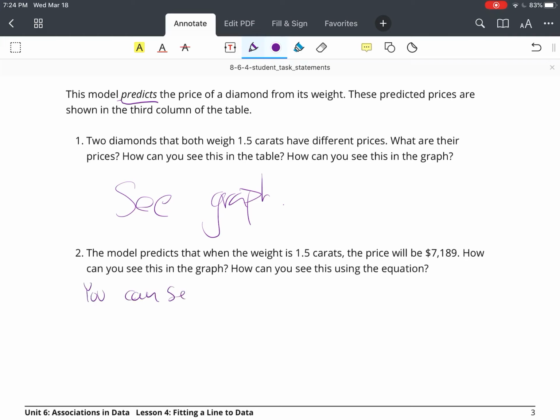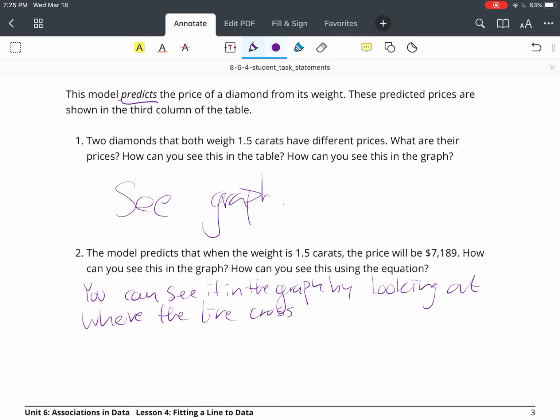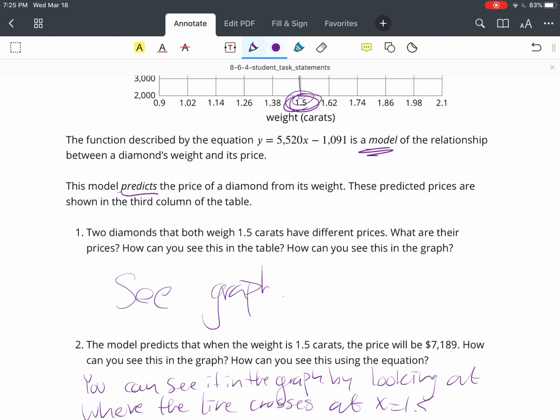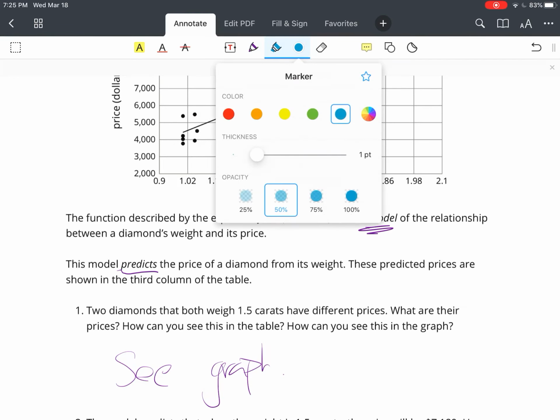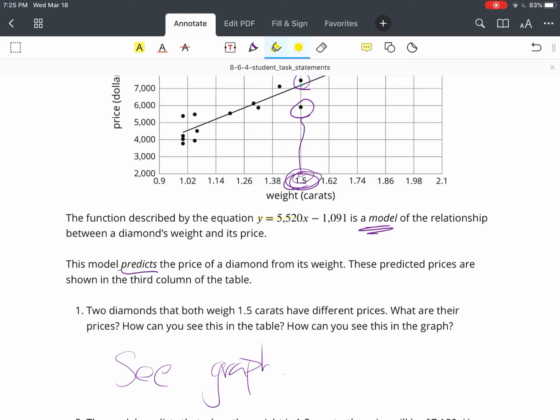So you can see it in the graph by looking at where the line crosses at x equals 1.5. And then how can you see this using the equation? This is where a lot of you might struggle, but this equation, let me highlight it in yellow.